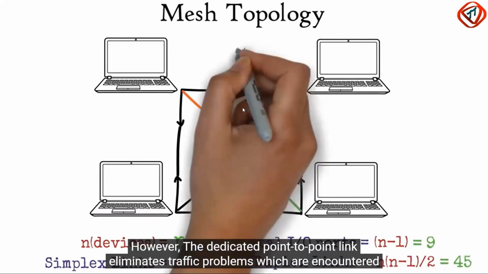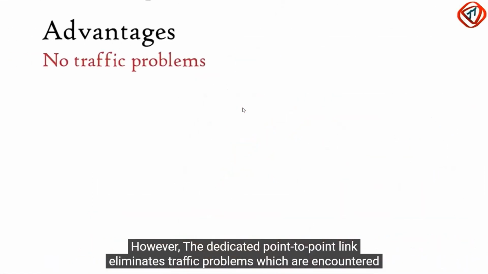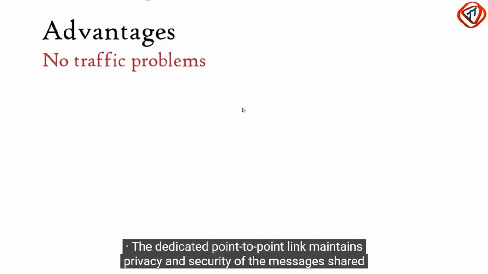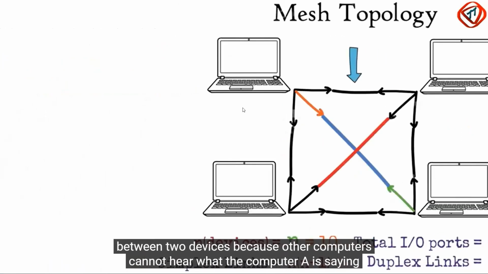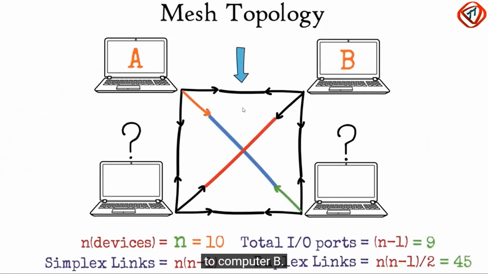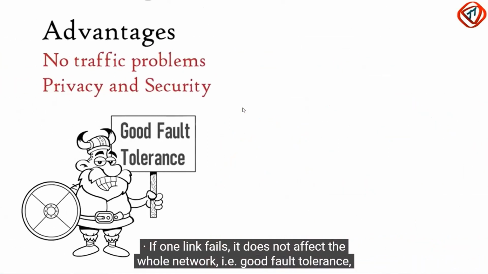However, the dedicated point-to-point link eliminates traffic problems, which are encountered if a link is shared among several devices. The dedicated point-to-point link maintains privacy and security of the messages shared between two devices because other computers cannot hear what computer A is saying to computer B. If one link fails, it does not affect the whole network, that is good fault tolerance.